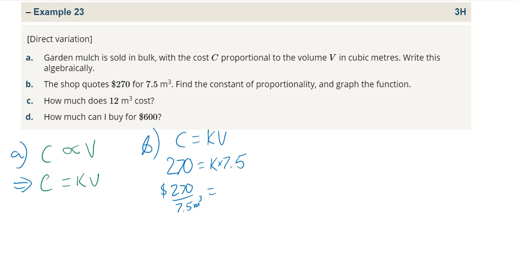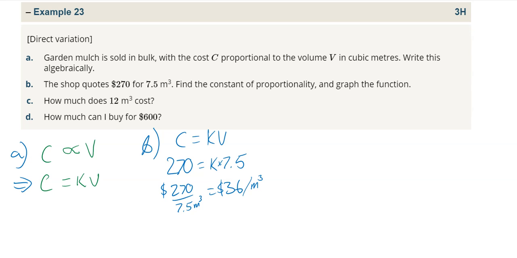Anyway, what do we get here? 270 divided by 7.5? 36. So $36 per cubic meter. So that's essentially the cost. So the constant of proportionality is 36, and then it's essentially $36 per cubic meter is what the cost is.